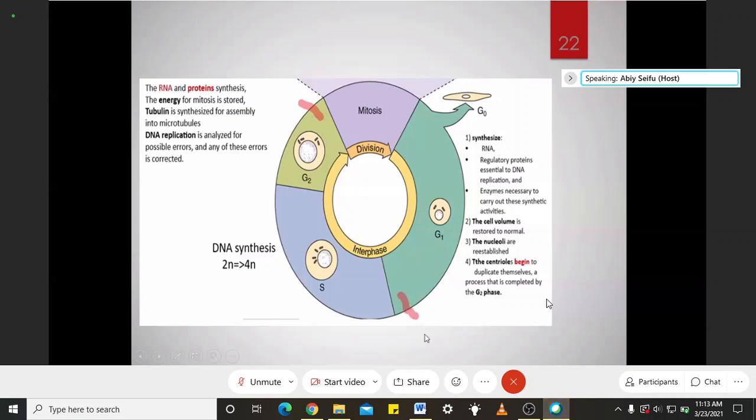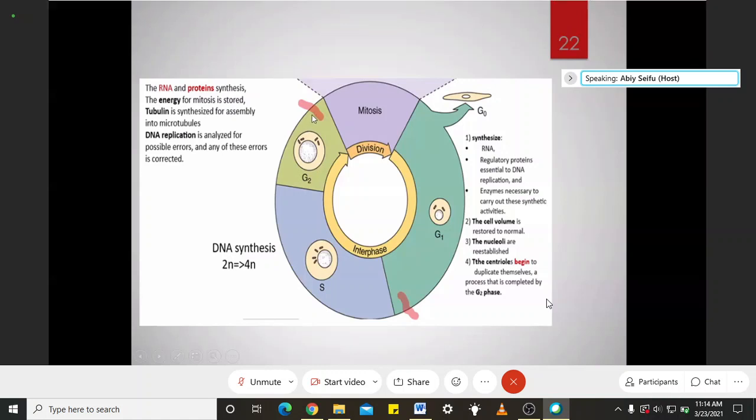If a genetic abnormality is detected at this site, the cell will not proceed to the S phase. Instead, the cell cycle will be delayed in order to correct the error. If any DNA defect is detected, that abnormality will be corrected. Then, after correction, the cell will go to the S phase. Without correcting the abnormality, the cell cannot proceed to the S phase.